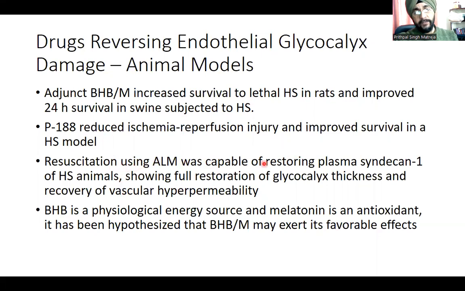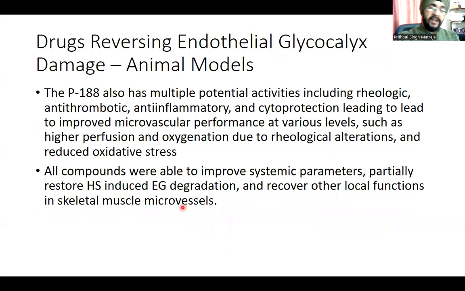Resuscitation using ALM was capable of restoring the plasma signature to baseline level. It also showed full restoration of glycocalyx thickness and recovery of vascular hyperpermeability, whereas BHB is a physiological energy source and melatonin is an antioxidant, and both these drugs could provide a favorable effect. The P188 has multiple potential activities like rheological, antithrombotic, anti-inflammatory, and cytoprotection, leading to improved microvascular performance at various levels, such as higher perfusion and oxygenation due to rheological alteration.